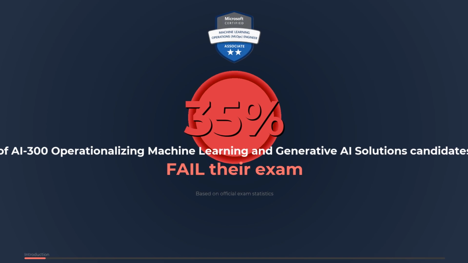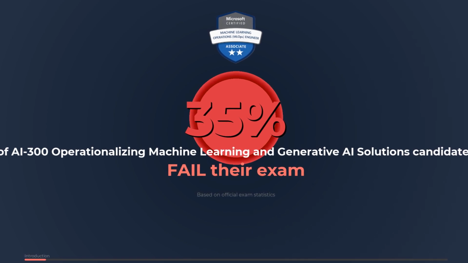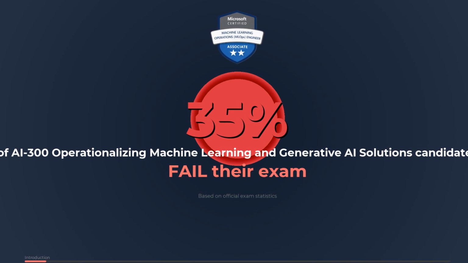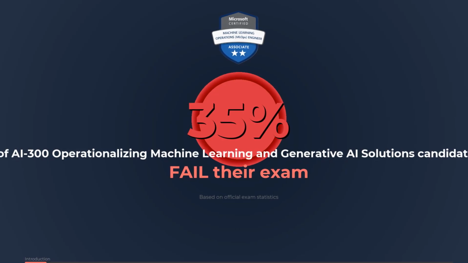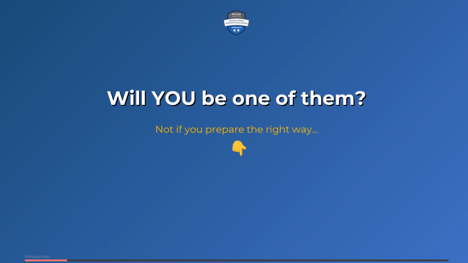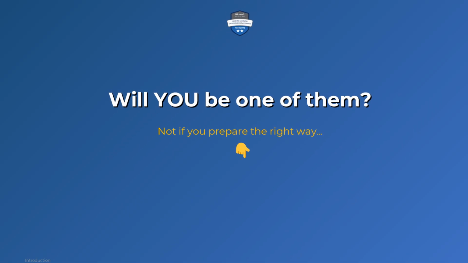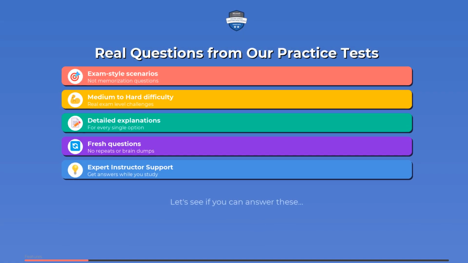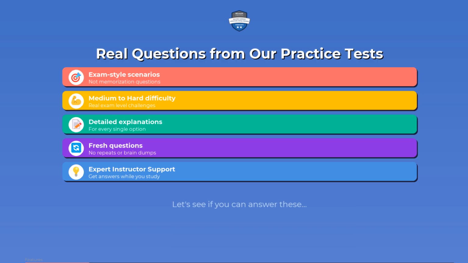Did you know that up to 35% of AI-300 operationalizing machine learning and generative AI solutions candidates fail their exam on the first try? Will you be one of them? Not if you prepare the right way. Let's see if you can answer these real questions from our practice tests.